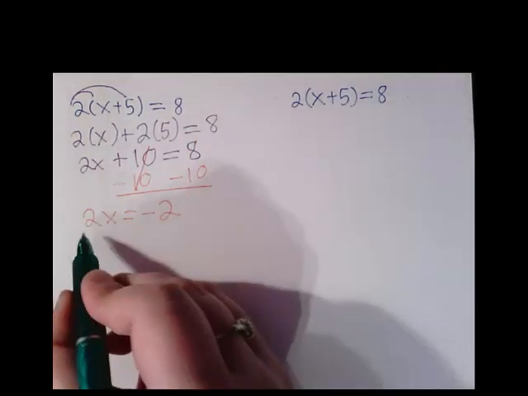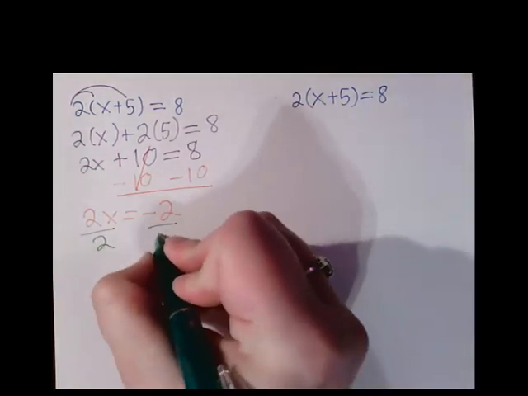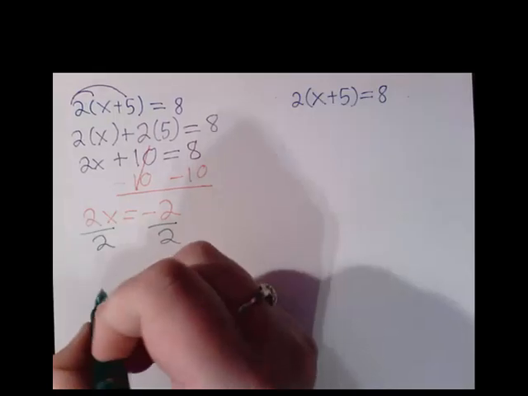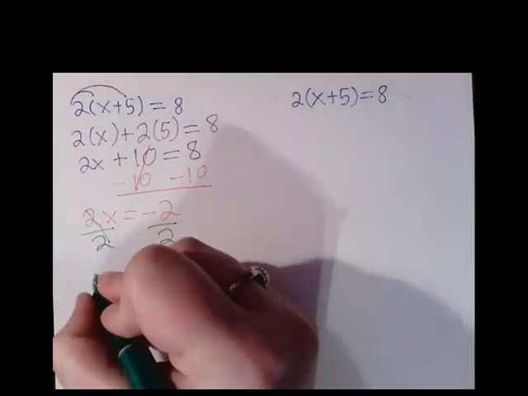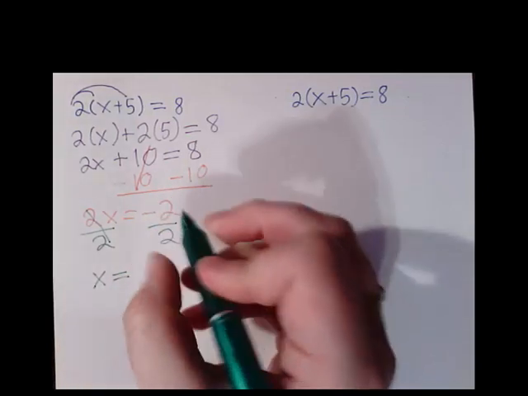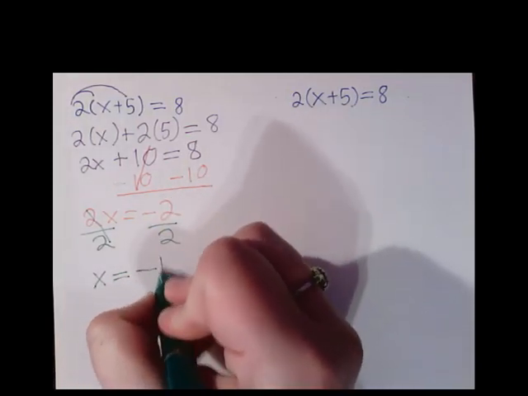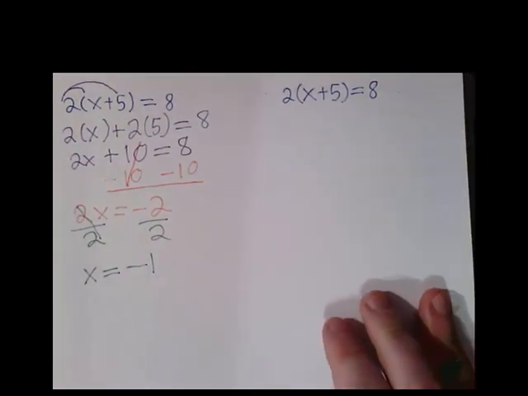Then, 2 is multiplying to x, so divide by 2. Those two cancel each other out, become 1, and we've got x is equal to negative 2 divided by 2, which is a negative 1. All right, I am going to show you the other method.